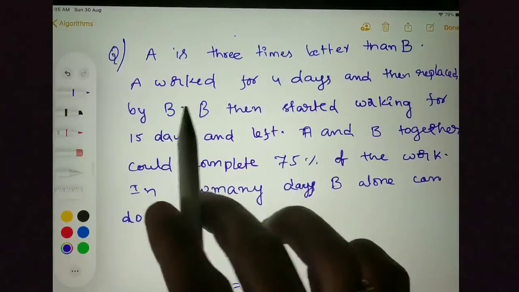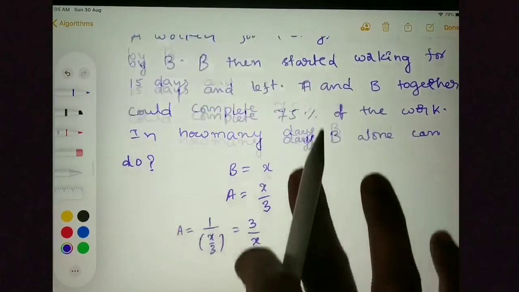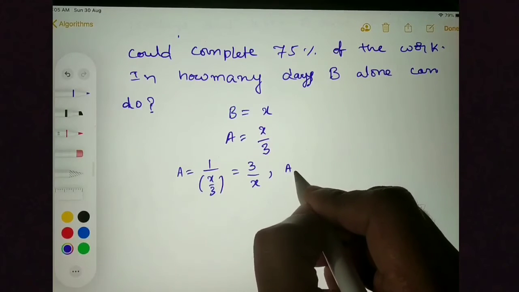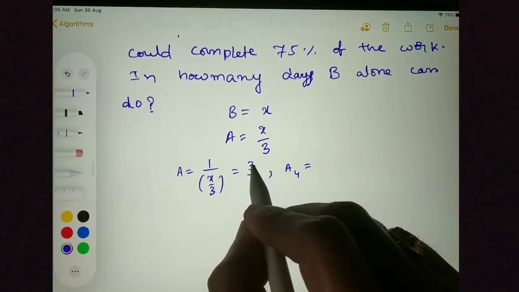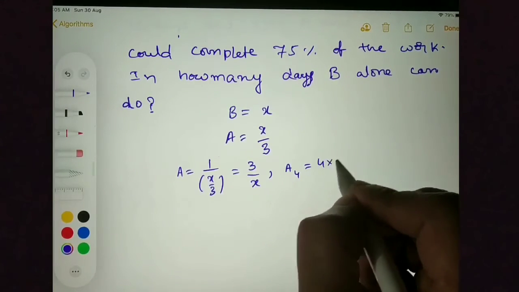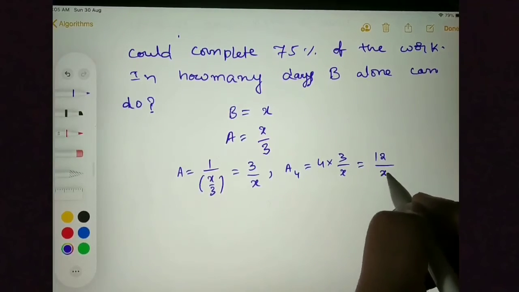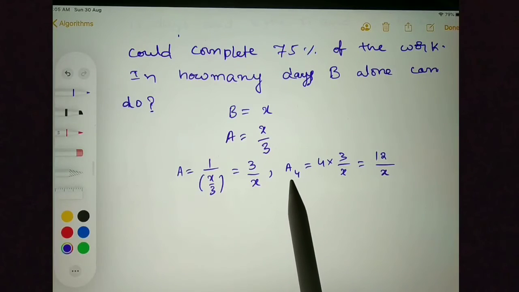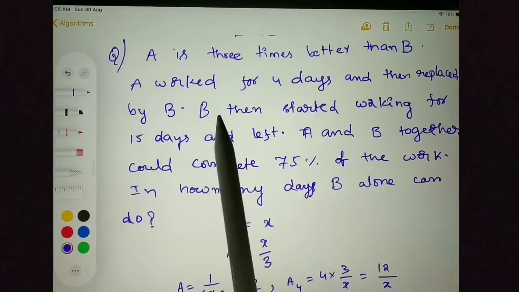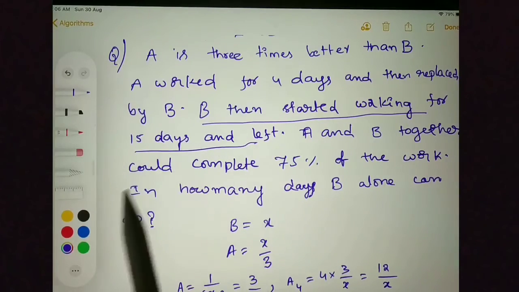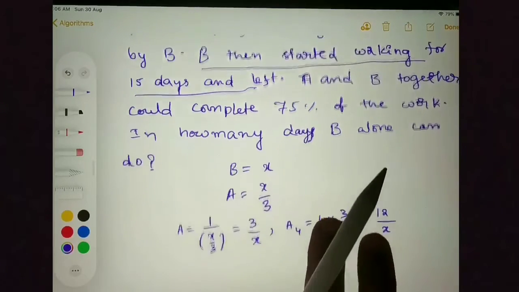And A worked for 4 days. How much work can A complete in 4 days? This is 1 day's work, 3 by X. For 4 days, 4 into 3 by X, that is 12 by X. By working for 4 days, A could complete 12 by X work. After that, B started working for 15 days and left. So B worked for 15 days.